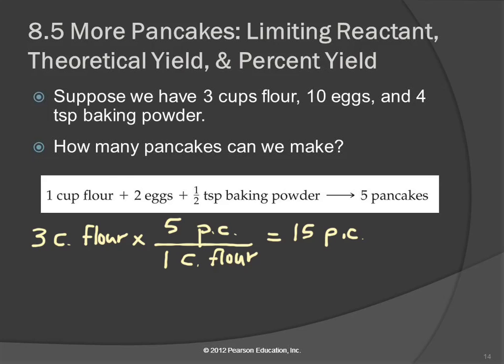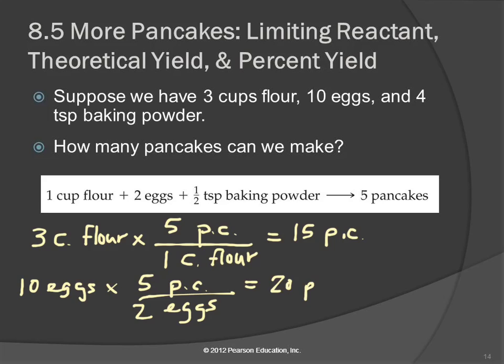Okay, so that's great. What about the eggs? Well, 10 eggs, and we get 5 pancakes for every 2 eggs, right? So if we had enough of the other stuff, we could make 20 pancakes to use up all the eggs.